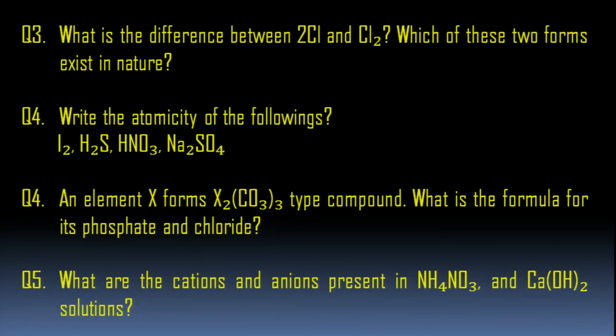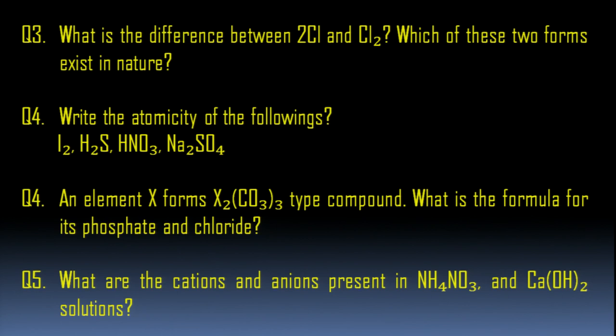Children, just think of it for 2 seconds. The element is X2(CO3)3. What is the valency of X? Try to remember the swapping. Yes, X has valency 3 and CO3 has valency 2; 2 has come to X and 3 has gone to CO3. So the valency of element X is 3. What is the formula of phosphate and chloride? Phosphate, PO4, 3 minus, and chloride, you know the valency, 1 minus. You can interchange the valencies and find the formula for this.